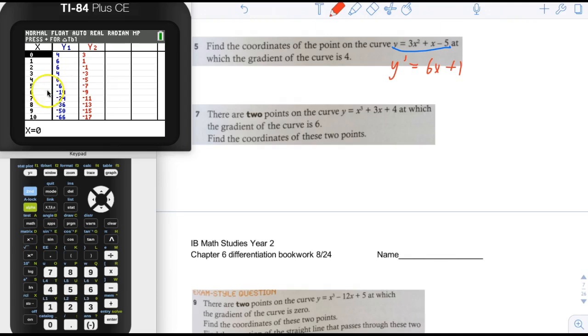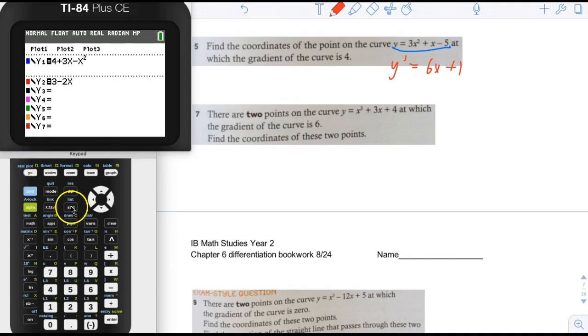And then we're going to program both of those into the calculator. So the first one is going to be 3x squared. Oops, I got to clear this. 3x squared plus x minus 5.